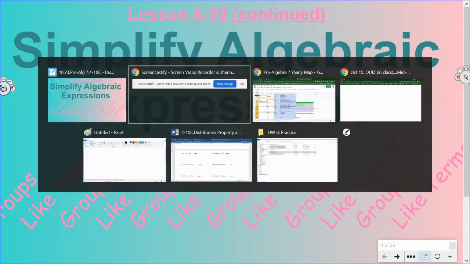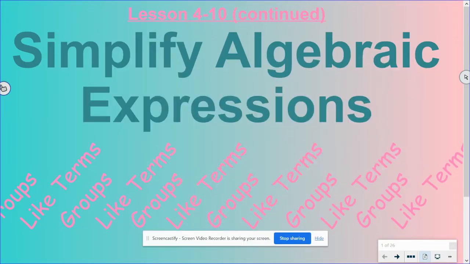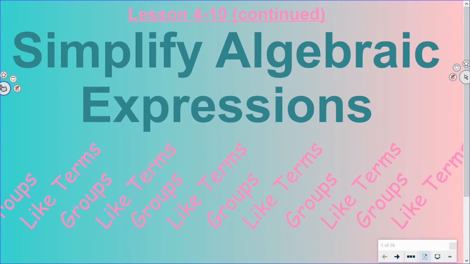And here we go, folks. One more time, one more lesson. Chapter 4, Lesson 10, continued simplifying expressions. Keep those words, groups, groups, groups, like terms, like terms, like terms in your head.